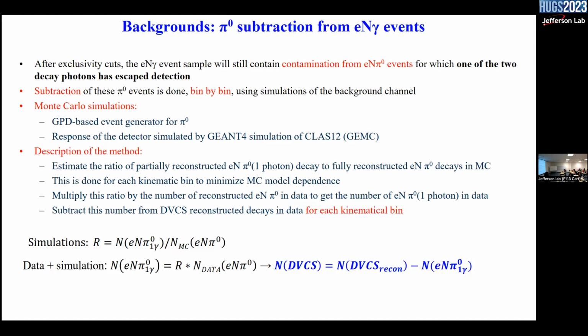Then I said that when you do DVCS, you also have background coming from the pi zeros. In this case, what happens is that you have an ep pi zero event, the pi zero decays into 2 photons, and you're detecting only one of these 2 photons. So it seems a DVCS event, but it can be a pi zero. The way we do the subtraction, we do it for each kinematic bin, and we are using simulations.